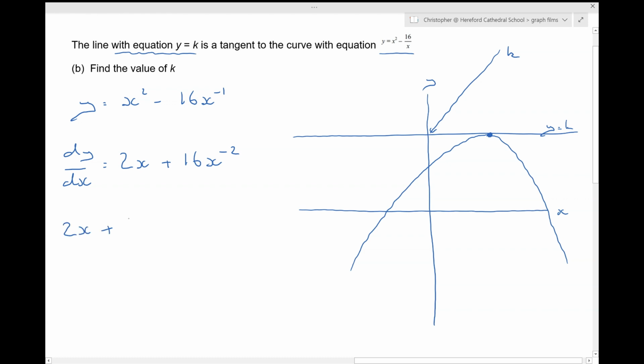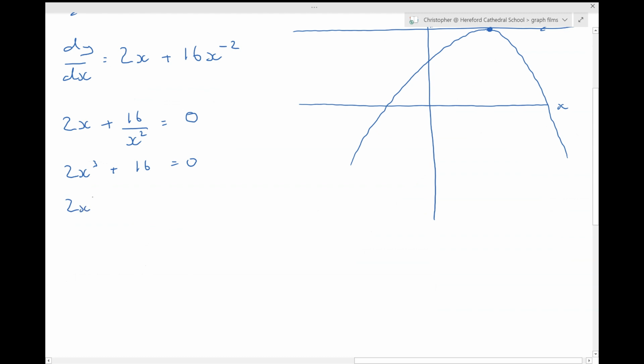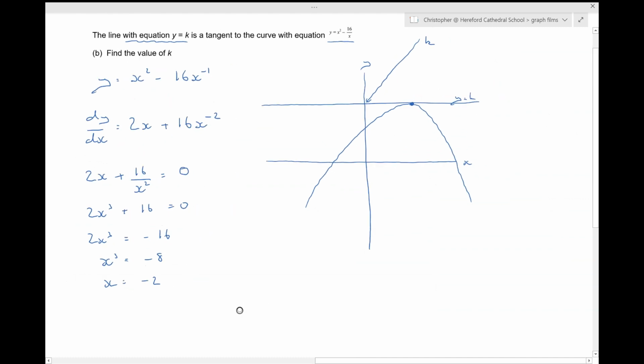I need to find out what value of x makes my gradient function equal to 0. So I'm going to multiply everything by x squared. That gives me 2x cubed plus 16 equals 0. So 2x cubed equals -16, so x cubed equals -8. So x is the cube root of -8, which is -2. So I can see now that that x-coordinate is -2.